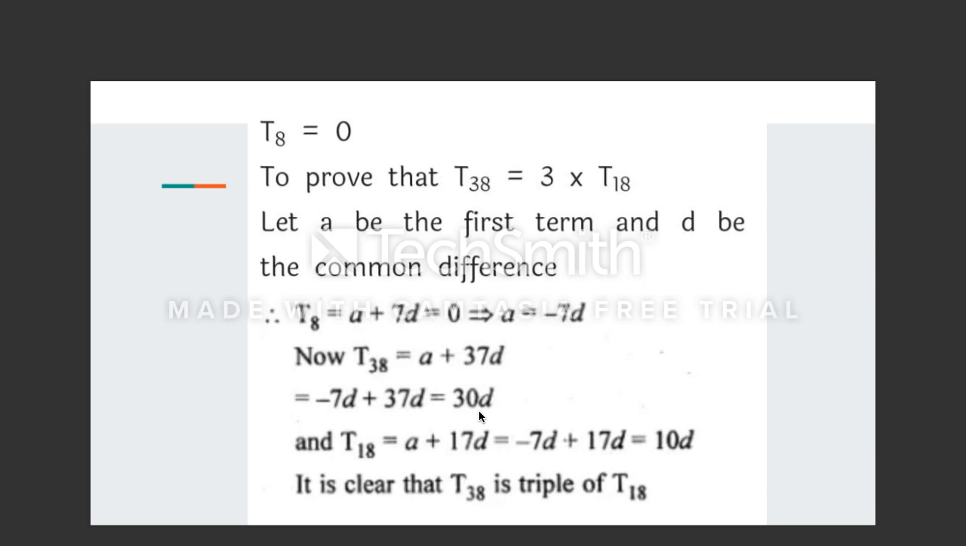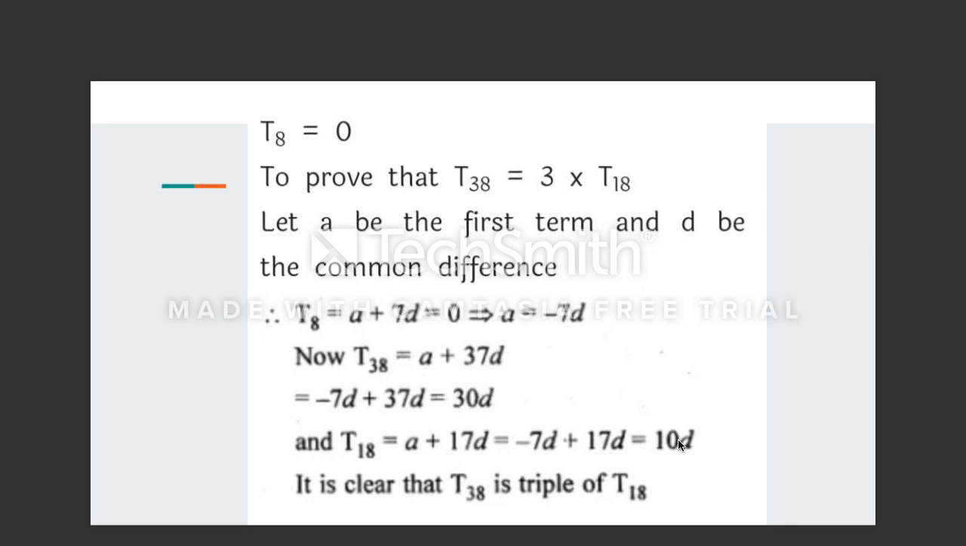And what is the 8th term we are saying? It is 0. So see the question, what it says. Yes, we have to prove that the 38th term is triple the 18th term. Now the 18th term is what? A plus 17D. What is the value of A? Minus 7D. Substitute it. I get it as 10D. In terms of D, I am getting the 18th term and the 38th term. This is 10D and this is 30D.